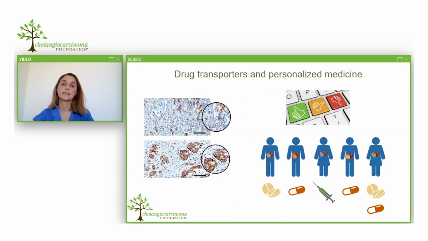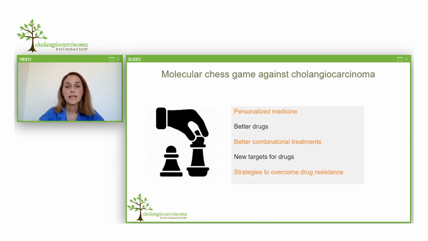So it's very important to know more about the mechanisms of chemoresistance for each drug in cholangiocarcinoma, including the presence or absence of transport proteins in the plasma membrane, because we can select the best treatment for each patient at each moment. And also we can design personalized strategies to overcome drug resistance. We are playing a particular molecular chess game against cholangiocarcinoma, and all the information we can obtain can be useful to be at least one step ahead of the tumor to decide the best next movement.